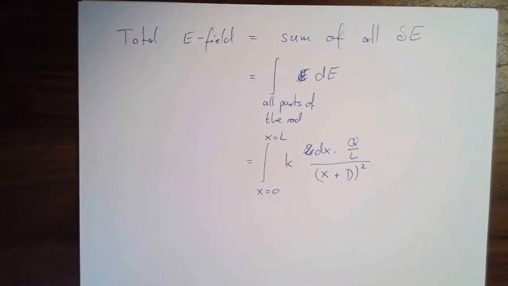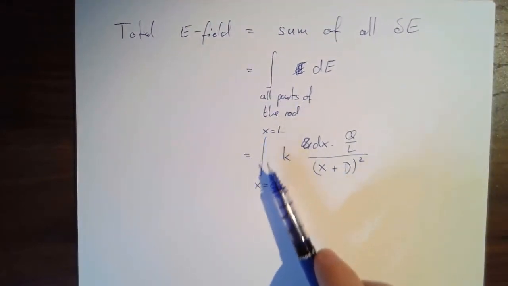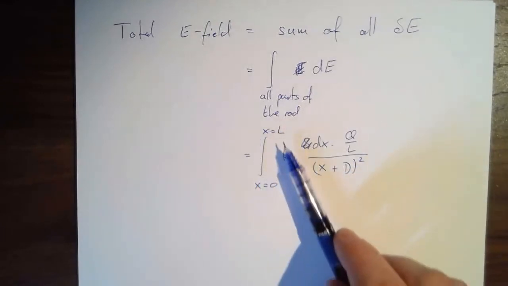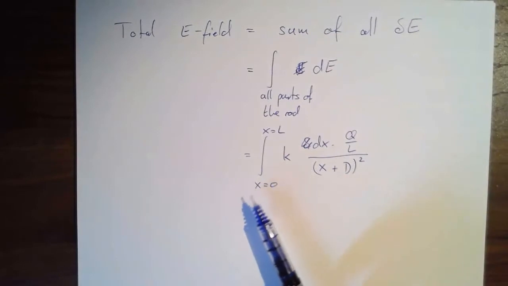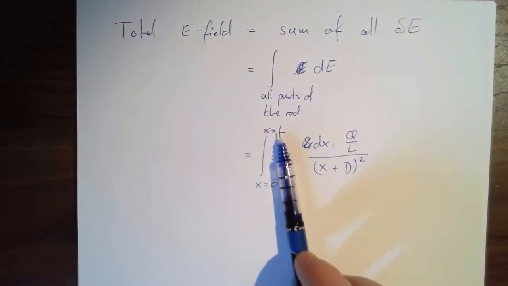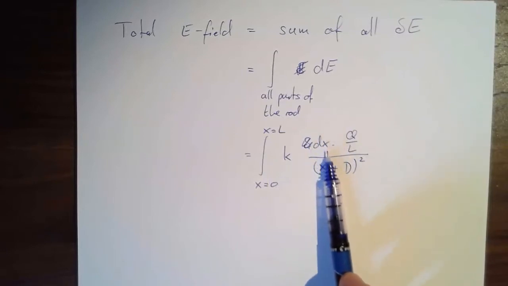Otherwise, I can't perform the integration. Right? I have to be able to express the limits, the range of my integration. What am I summing over? How do I know when to end the sum? I have to be able to express that in terms of the variable that I'm slowly increasing.